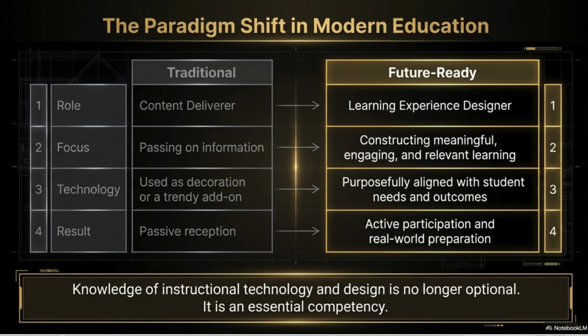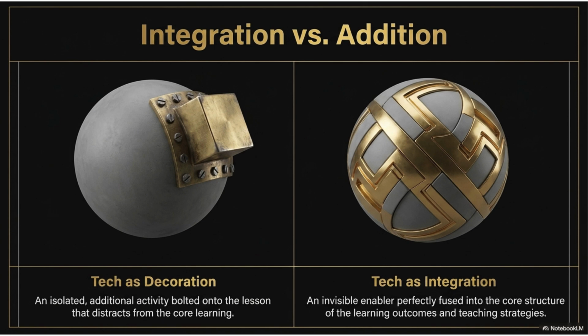This is where instructional technology knowledge becomes very important. It helps educators make informed decisions when selecting, designing, and using technology in the teaching and learning process. Technology should not be used merely as decoration or as an additional activity. It must be aligned with the learning outcomes, students' needs, teaching strategies, and assessment methods.